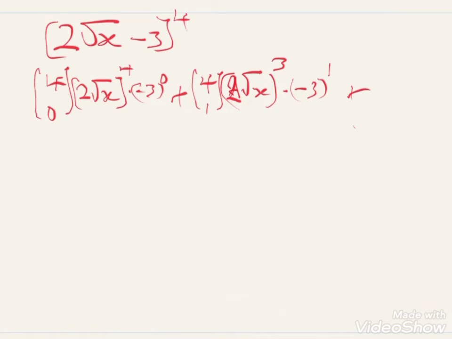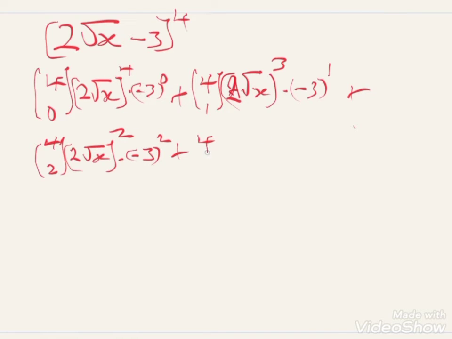Then plus, again, the third term will be 4 combination 2, multiplied by 2 root x raised to the power, when you subtract 1 from 3, you shall have 2. Then multiplied by minus 3 raised to the power 2. Whatever number r takes is what the power of the second term of the polynomial will take.